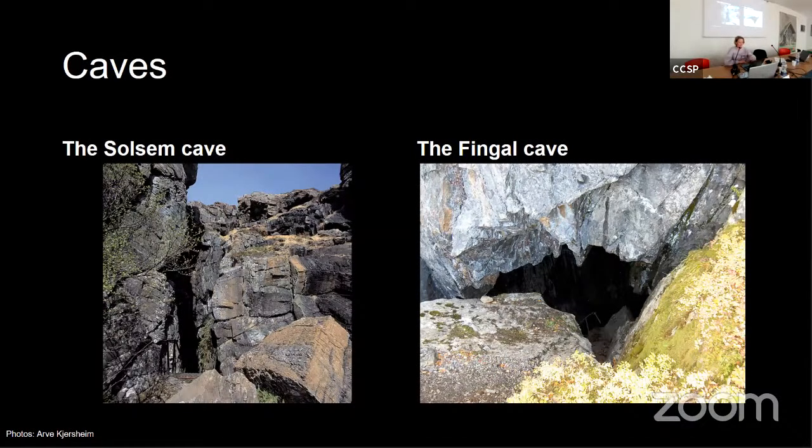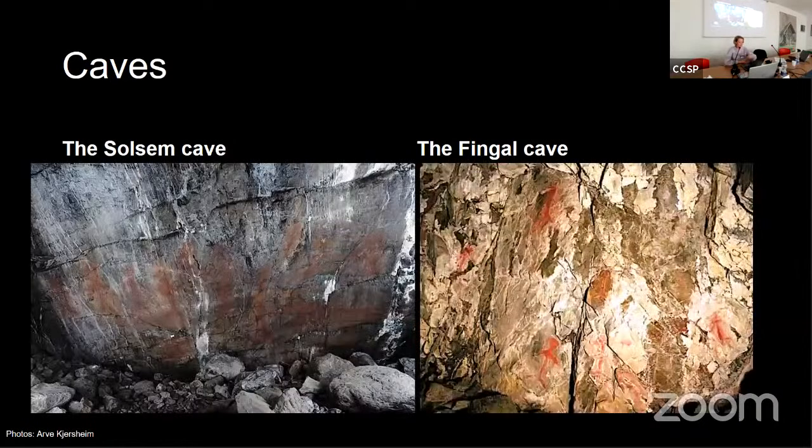And the paintings that are found in the caves, and in all the painted caves along the coast of Norway, are uniform human figures. And in total there are 21 in the Solsen Cave, and 48 in the Fenno Cave.